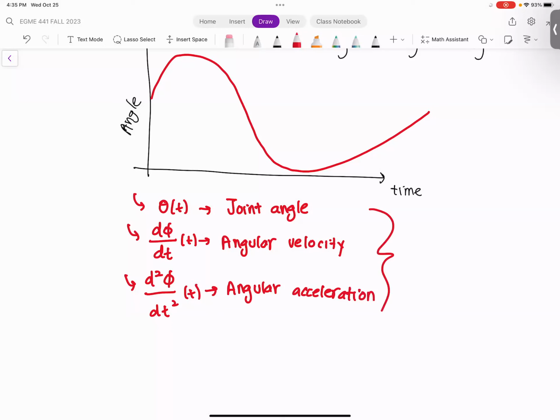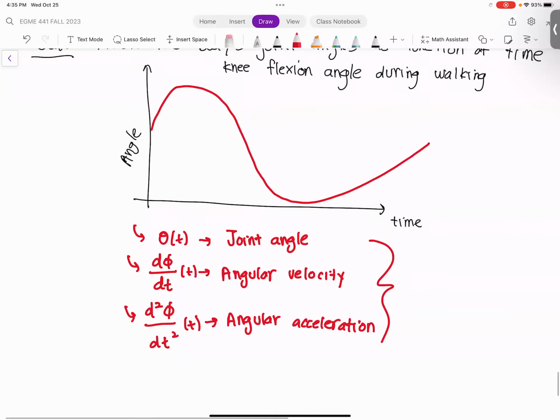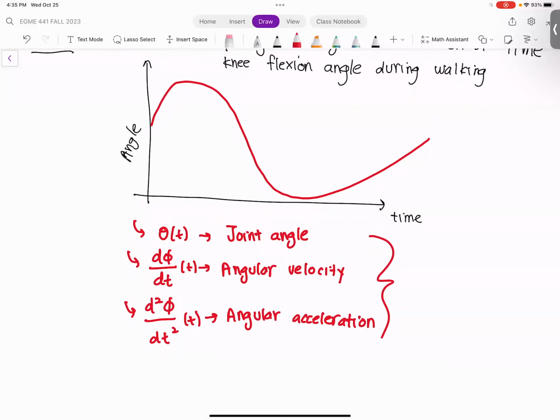All of these can be obtained if you're able to track the joint angles as a function of time. And what we're going to see in the next section, hopefully we get to it by Wednesday of next week, is how to take this data on angular position, angular velocity, and angular acceleration at the joints, and run it through something called inverse dynamics.